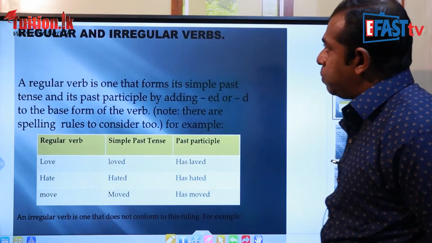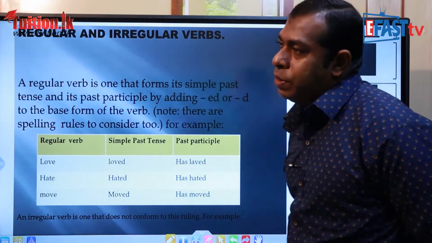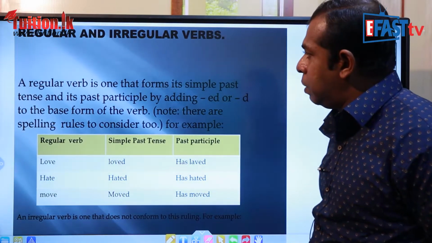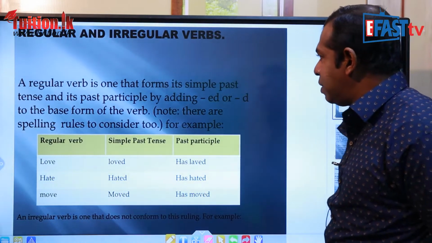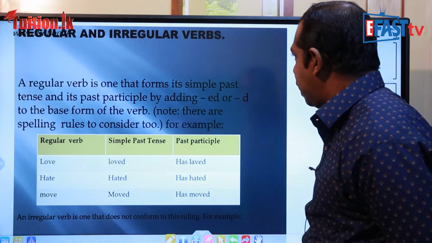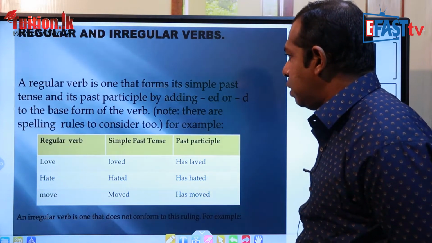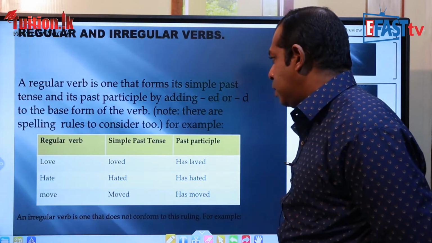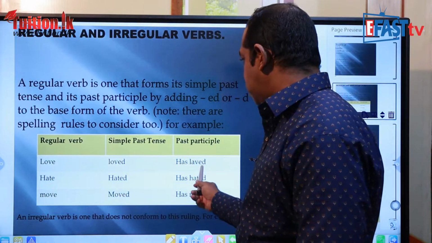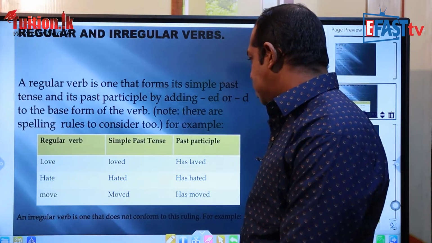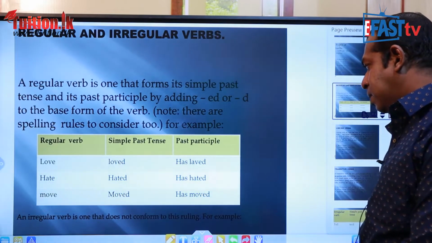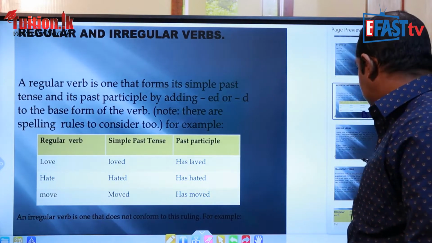As well, we can divide the verbs into regular and irregular verbs. A regular verb is one that forms its simple past tense and its past participle by adding ed or d to the base form of the verb. Now you can see the regular verb love, simple past loved, past participle loved, has loved, right? An irregular verb is one that does not conform to this rule. All right.